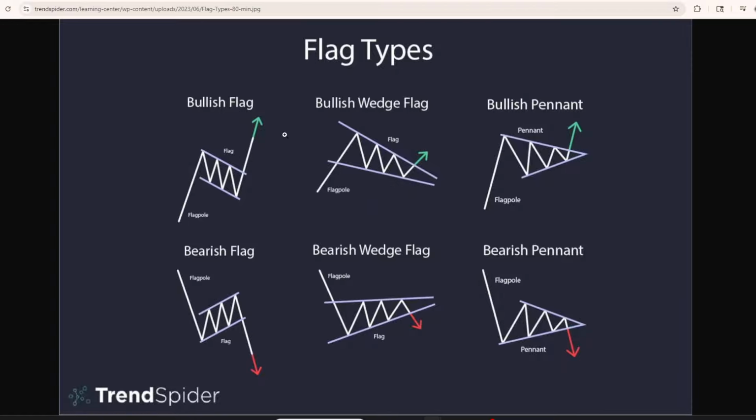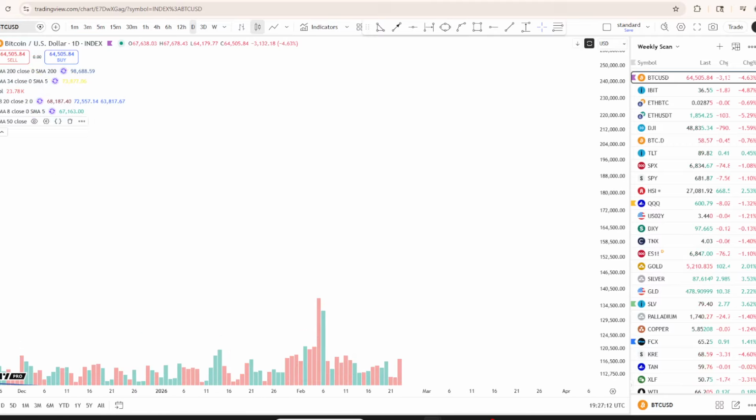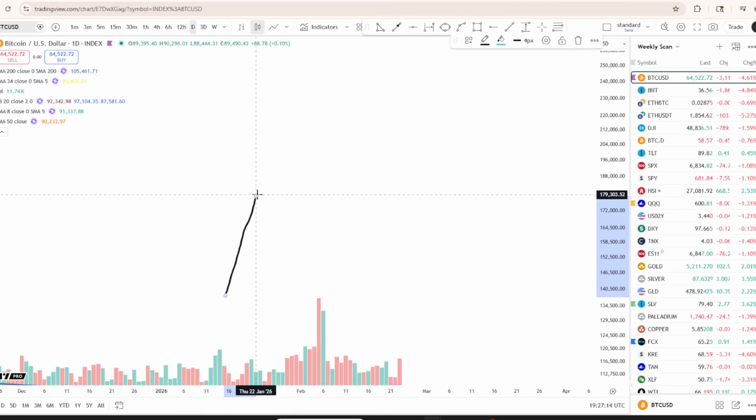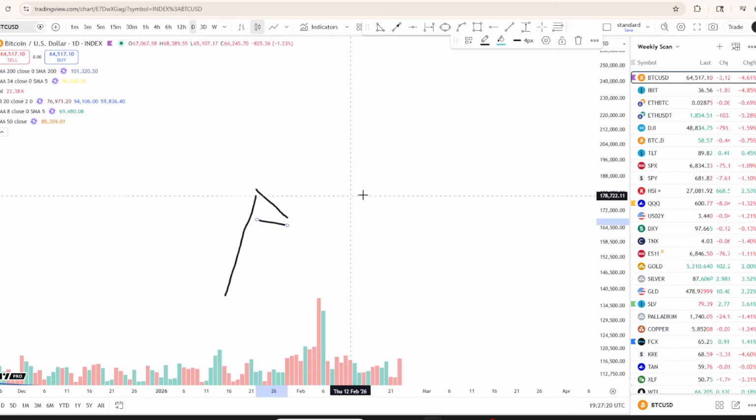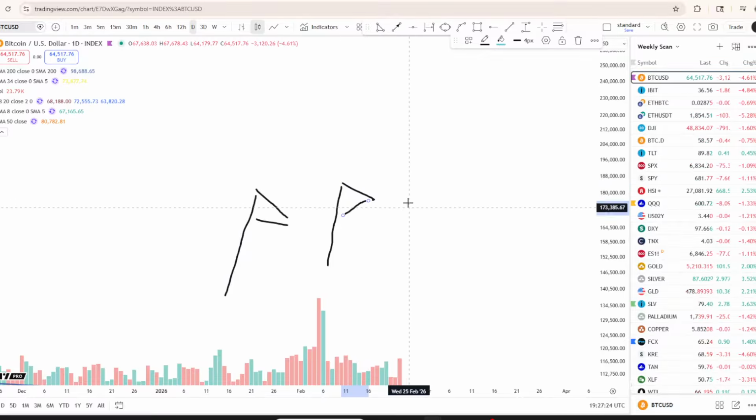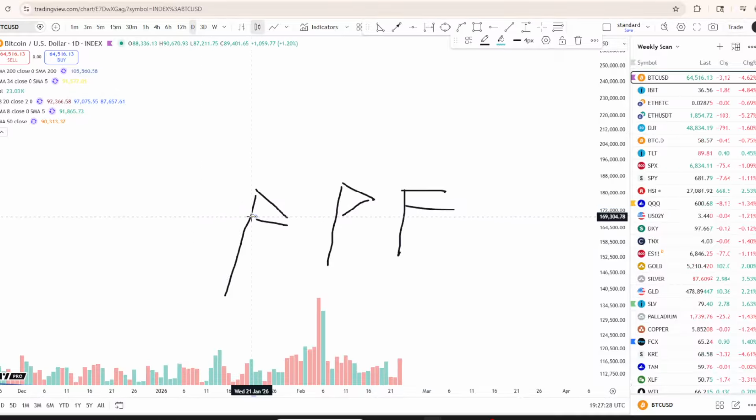Now, like a flag and like a pennant, there is a flagpole. So, for example, say you have the price advancing. Here's your flagpole. And then you begin a falling wedge, very slowly converging trend lines, as opposed to a pennant, as opposed to a bull flag, right? Now, we see in this falling wedge, very slowly converging.